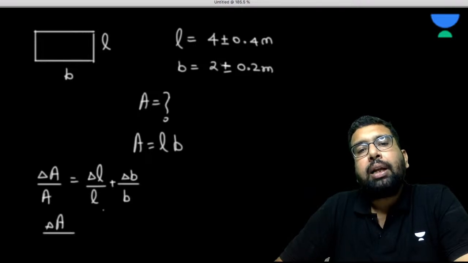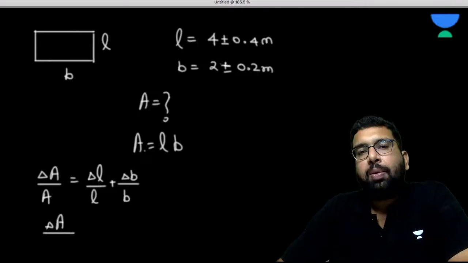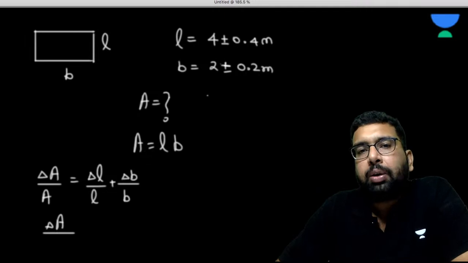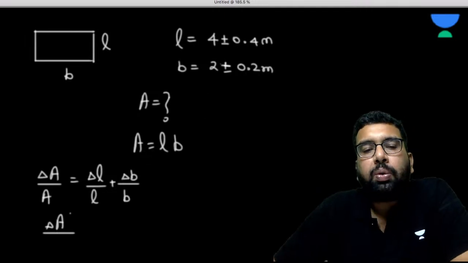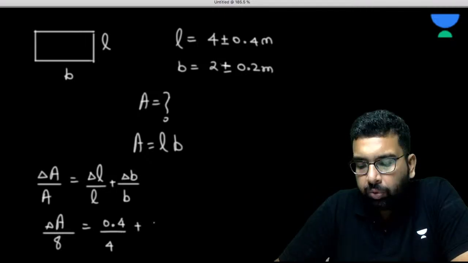So from here, delta A upon A. What is going to be the A? So you get the A the right way. You just multiply the true value. So you are getting 4 into 2, that is 8. Okay, that is 8. Then we have delta L. What is delta L? So it is 0.4 upon L. L is the true value of it.